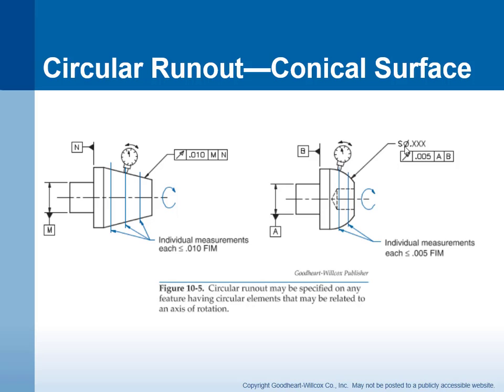In this case, we have a spherical diameter, and again, it's the same thing. We're going to chuck it up by our diameter A. We're going to simulate datum B by touching this face. We're going to spin the part around with our indicator stationary, and it's going to give us a circular runout, full indicator movement for each one of these individual measurements.